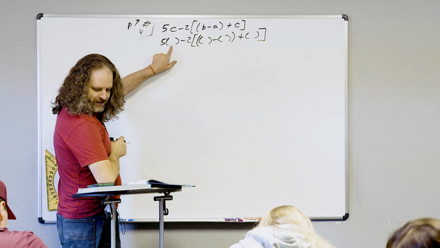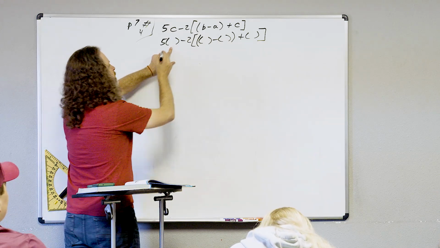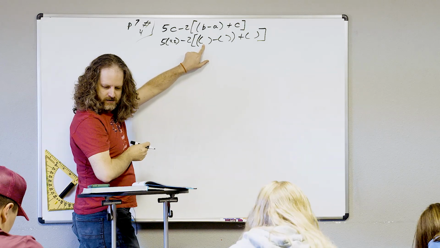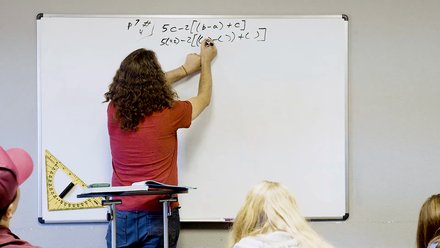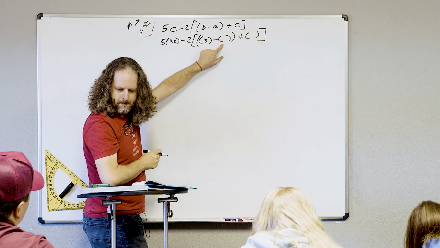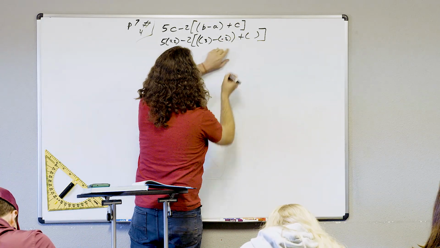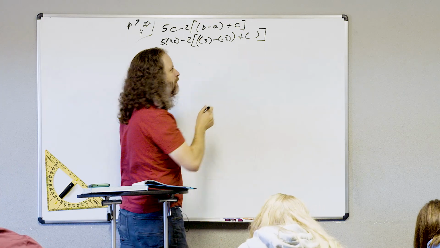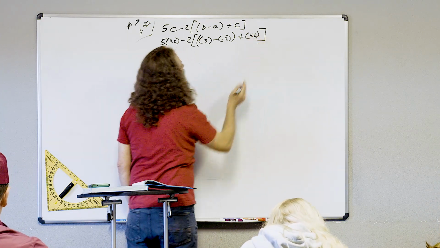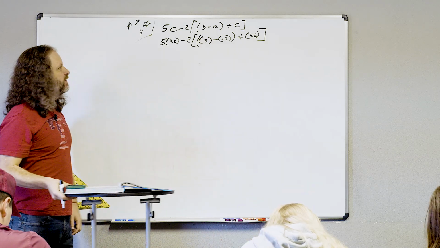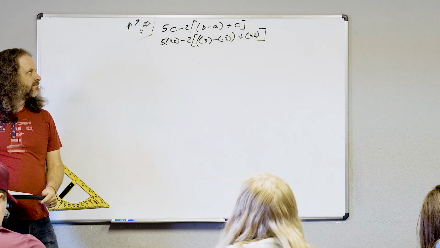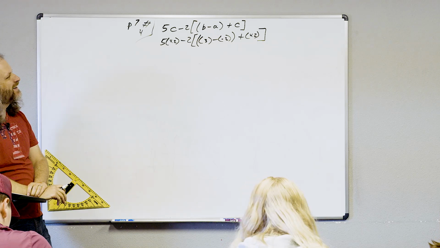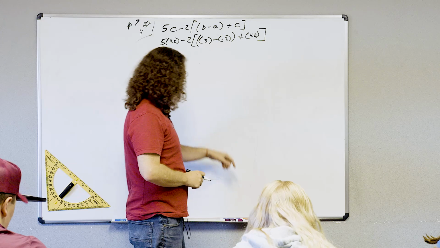What's going to go right here? 4.2. What's going to go right here? 3. And here? -2. What about this one? C. That's what I wrote. 4.2. Okay. What should we do first? Parentheses inside the parentheses. I agree. We should start on the parentheses inside the parentheses.